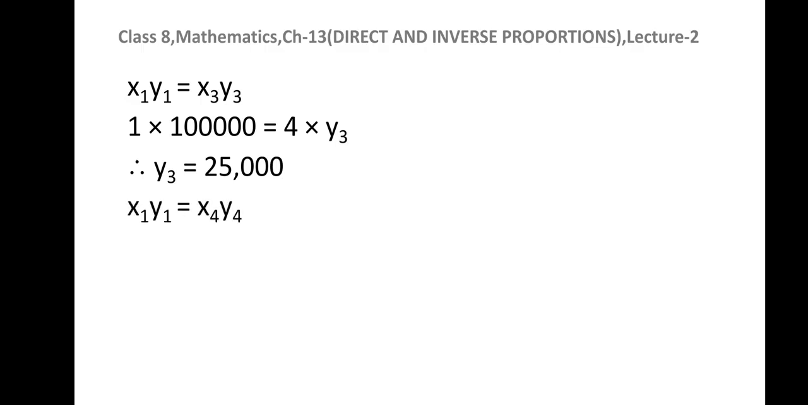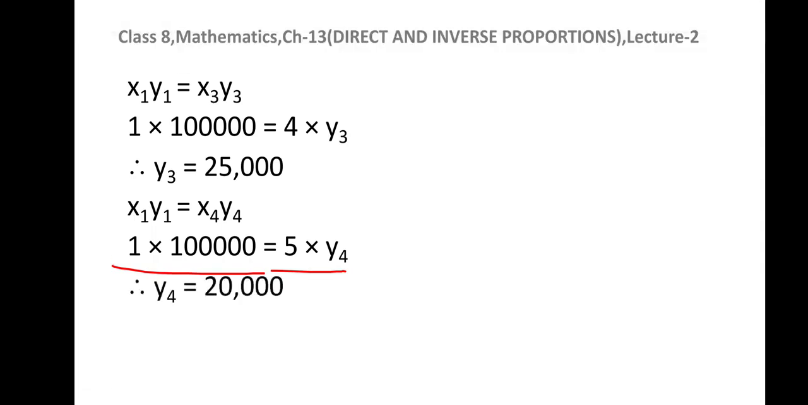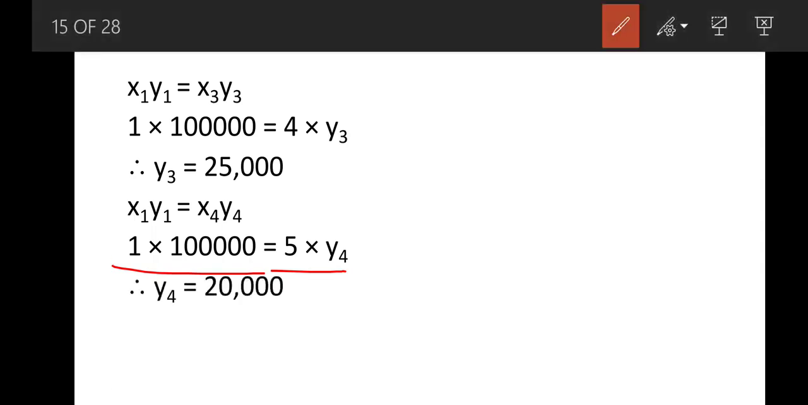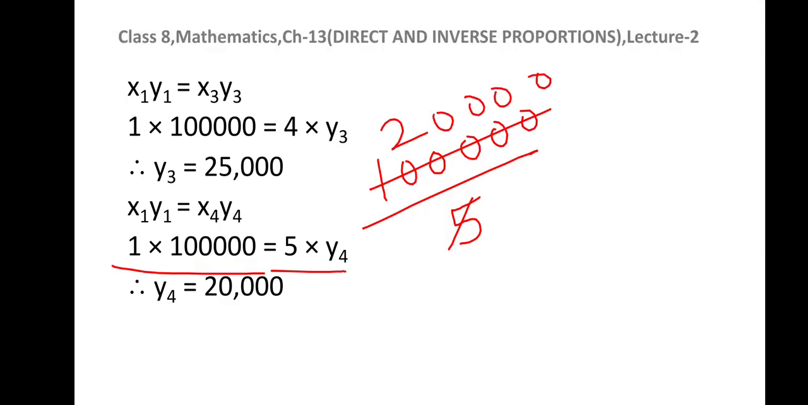Now likewise, you will be able to find out x4 y4. So again, I have taken it with respect to the first value that is given to us, x1 y1, that is 1 into 1 lakh is equal to 5 into y4. What will be the value of y4? It will be 1 lakh divided by 5. So you will be cancelling out and you will be getting 20,000. So y4 will be 20,000.